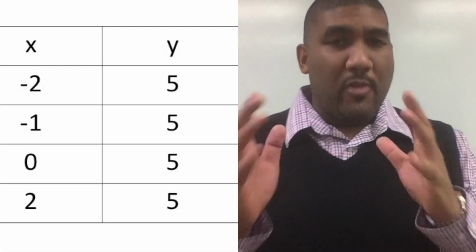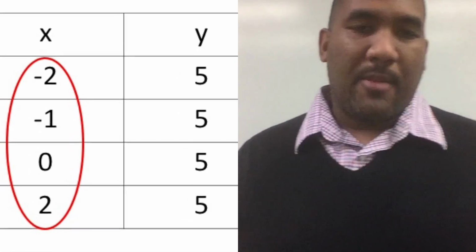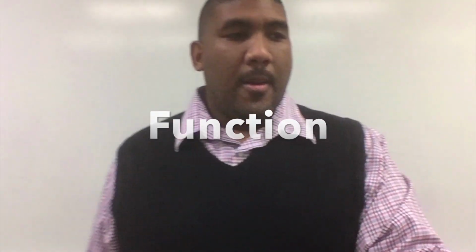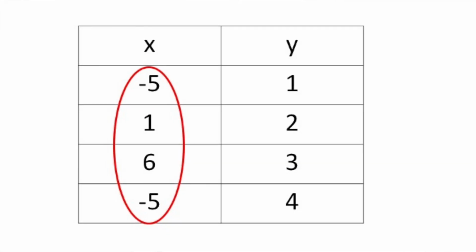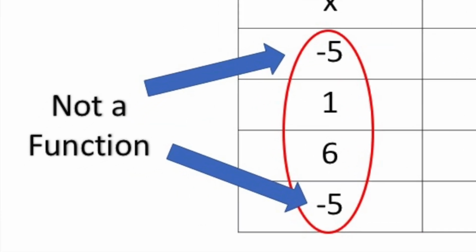Now we also see it through a table. Looking at this table, I only want to focus on the x's. So I've got -2, -1, 0, and 2. And by looking at the x's, none of them are duplicated or doubled. So that's a function. But in the next example, if you notice the -5s on the x's only, I don't care about the y's, but on the x's only, the -5s repeat. So therefore, this table is not a function.